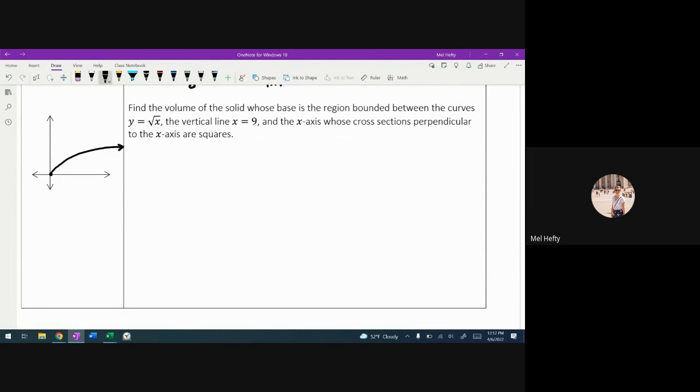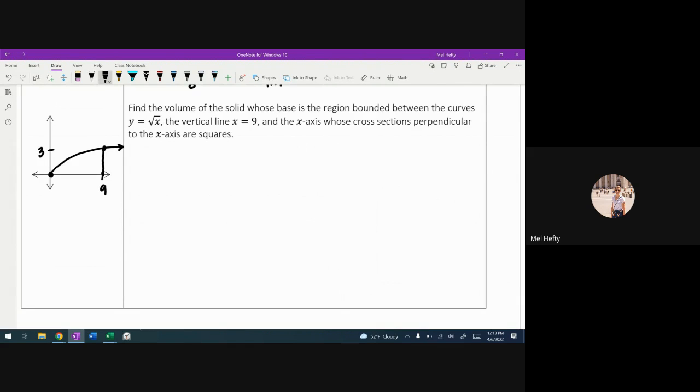I graphed one of the points, 0, 0. Does anyone know another point that's on this graph? All right, 9 comma what would be on this graph? Square root of 9, which is 3. Brilliant. Does anyone know another point that's on this graph just for fun? 4, 2. Great. Another one? 1, 1. Great. All right. When in doubt, plug in some points, see what's going on.